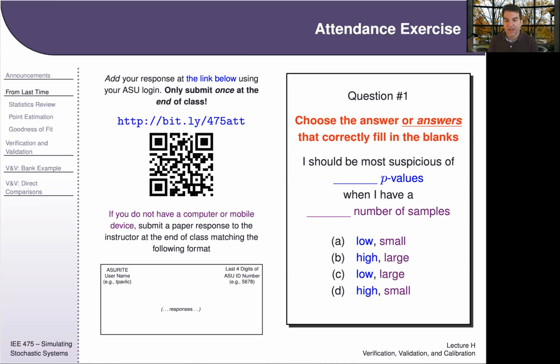I'll just read this out loud. I should be most suspicious of blank p-values when I have blank number of samples, where the first blank is either low or high, and the second blank is either small or large. So we're thinking, what are the conditions that you should be most suspicious of? Go ahead and think about that. We talked about this a little bit last time. Again, put your answer in the chat and go ahead and hit enter so that we can see roughly where people have put their answers.